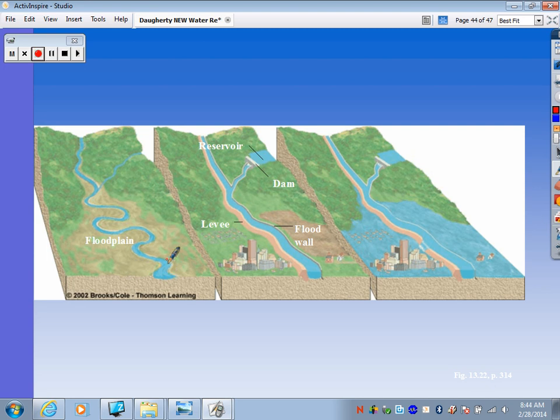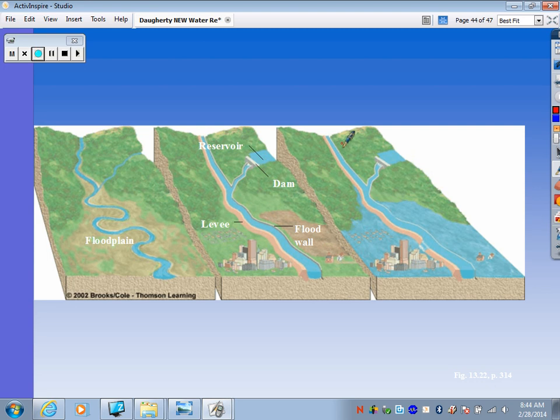What humans have done, we come along and we straighten that river out. We create these levees on the sides, these flood walls, and we're like, okay, now we're good to go. We can go ahead and start building stuff around this area. Even though it's a floodplain, we've got these levees. They should protect us. Here we've actually dammed up the river and made a reservoir here.